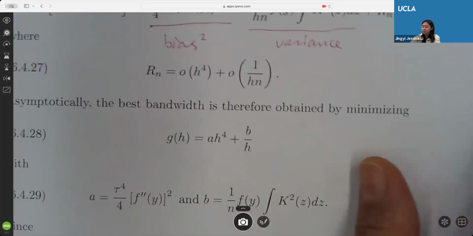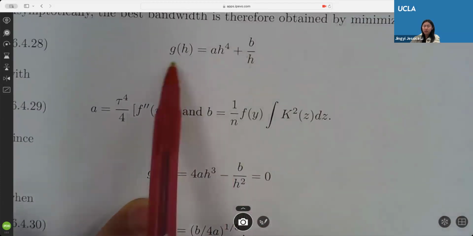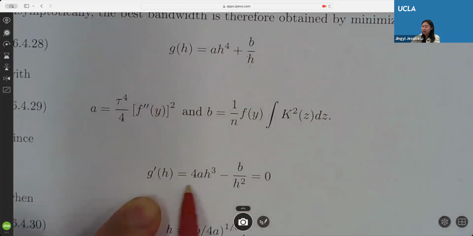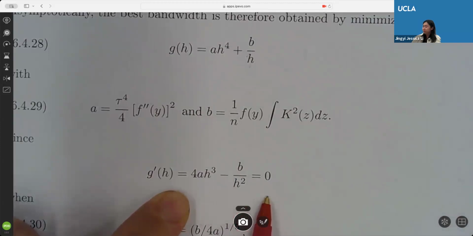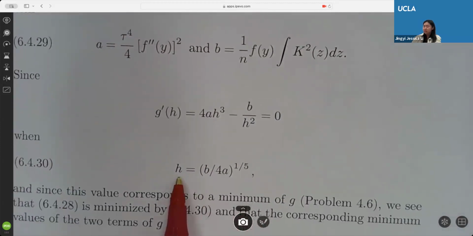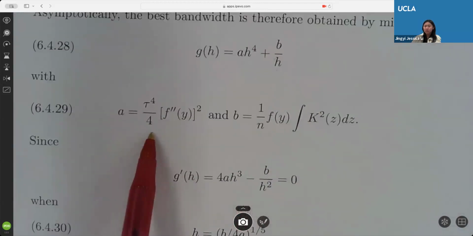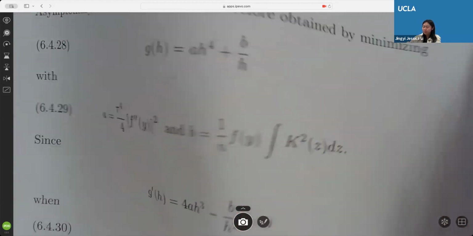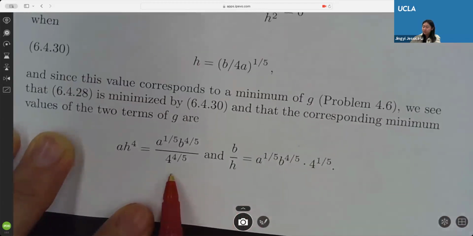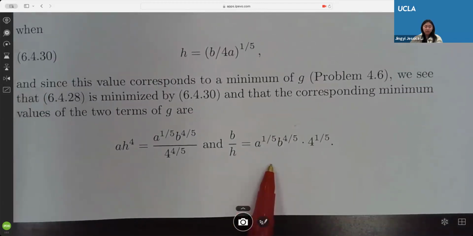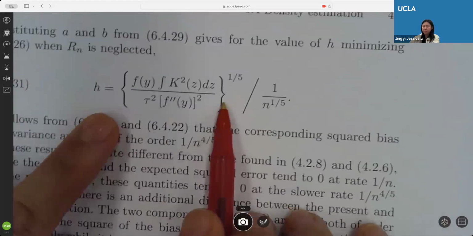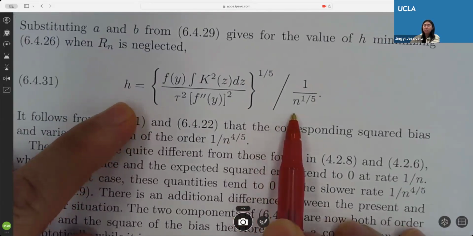And then we take the derivative. We call this g. We take the derivative with respect to h, and we set the derivative to 0, and we solve that. So this is the h in this order. Now I put my a and b back. So this is a, this is b. Put it back. And here it is, the final result is this one. So putting that back, this is the optimal h.